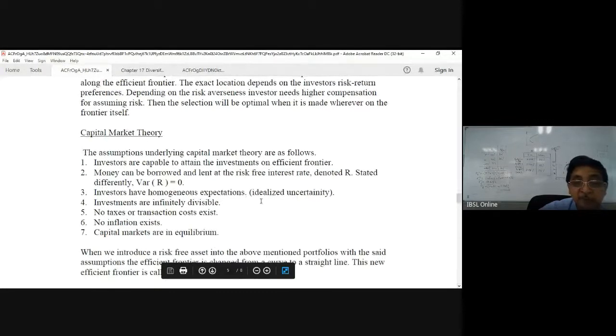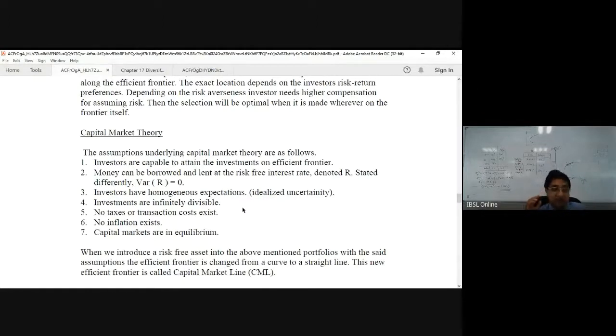Investors have homogeneous expectations. What do you mean by that? Homogeneous means similar. All investors have a set of expectations which are similar to each other. No taxes or transaction costs exist, no inflation exists, and capital markets are in equilibrium. What do you mean by market equilibrium? For a given supply, the demand is decided. That is what you mean by equilibrium, and the price is determined. And equilibrium prices are available on the market.